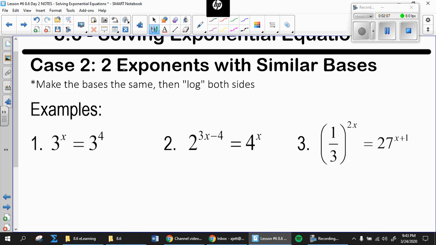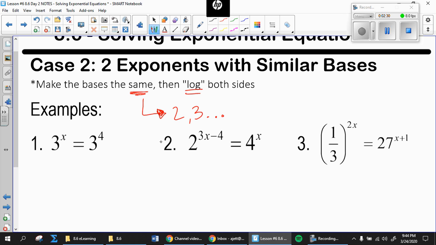So we have 2 exponentials, one on both sides, and what we're going to do is try making the bases the same. In order to do that, you're going to try making the bases some small number. So you're going to try making both bases 2, both bases 3, both bases 4, and so on. Once we do that, then we're going to do the same thing we did day 1 and log both sides.